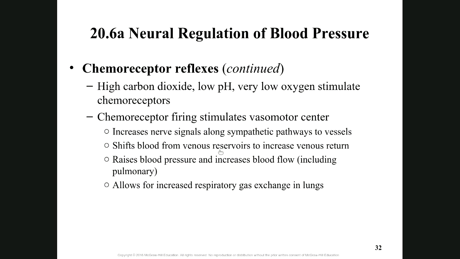of our cardiovascular center. They raise the blood pressure and increase the blood flow, specifically in our lung, to exchange more oxygen and carbon dioxide. And it allows for increased respiratory gas exchange in our lung. When these gases exchange, when we have more oxygen, then the pH of our blood gradually goes up and up.